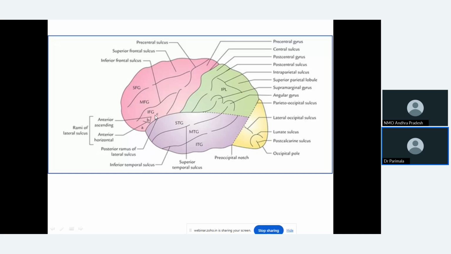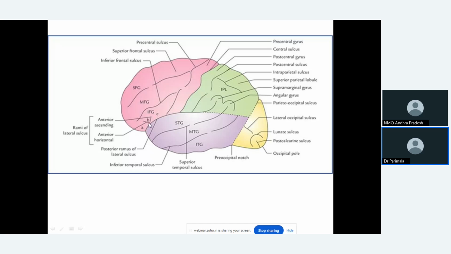Then the inferior frontal gyrus is again divided into small gyri A, B, C by the extensions from the lateral sulcus. I told you the lateral sulcus has an anterior extension and an upper extension called ascending. This is the anterior ramus and this is the ascending ramus. And this one long one is the posterior ramus of the lateral sulcus.